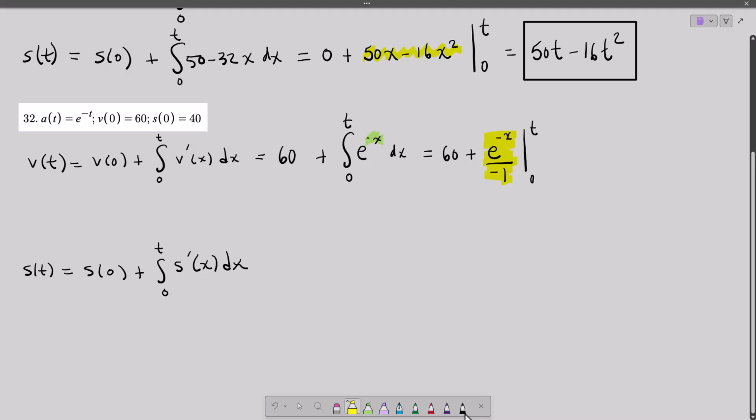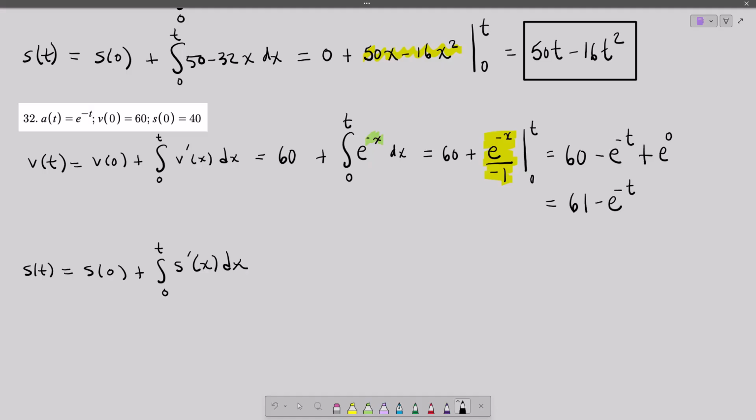So we will get 60. Now we'll plug in the t. So we're going to have -e to the -t. And then we have to subtract off the antiderivative at 0. When we subtract off this negative, that turns into a positive. E raised to the 0. And what's e to the 0? 1. So our final answer here is going to be 61 minus e to the -t. That will be the velocity function.